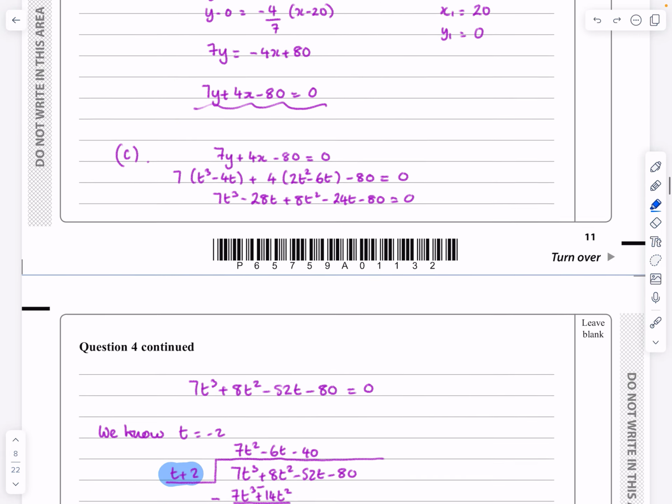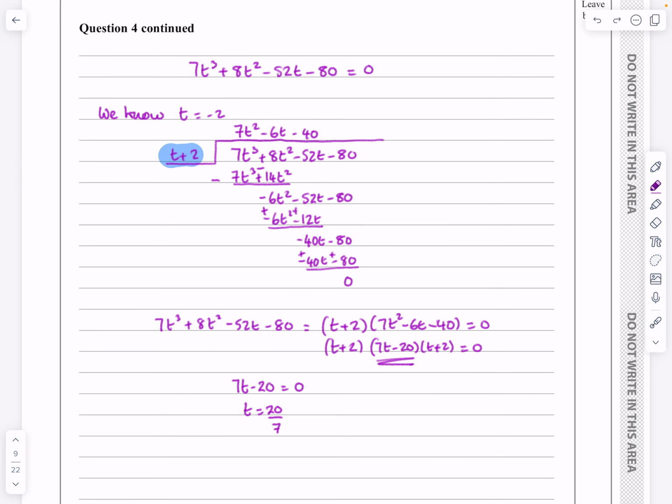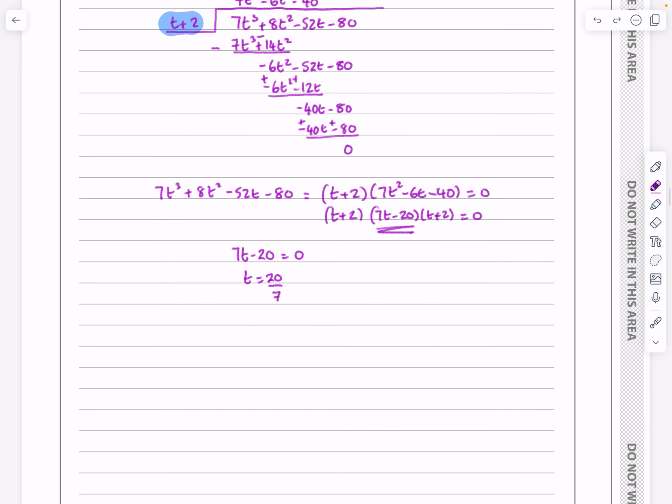What I could have done, though I think it would have confused you at the time, is that some of the stronger students, rather than dividing by t plus 2, could have divided by t plus 2 all squared, which is t squared plus 4t plus 4. If you'd done that and divided by that exactly, you would have got our 7t minus 20 straight away. I'm quite happy on reflection to have done it a little bit slower and got to this stage. These two we already knew, so this is the answer I'm looking for.